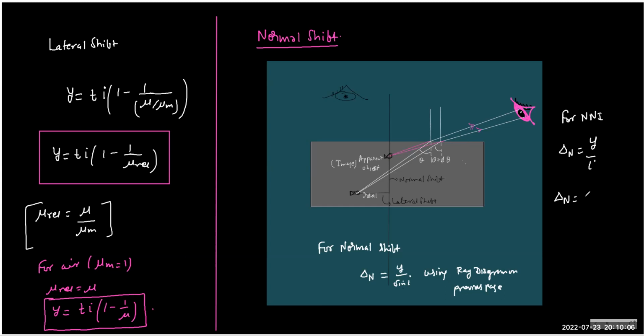And the y we had from before is t times 1 minus 1 by mu relative, upon i. Now, what is interesting is that for the small angle of incidence, the normal shift will not vary with i. Normal shift has a unique value as long as i is small. So what we are getting by the way, we are getting only t times (1 minus 1 by mu).